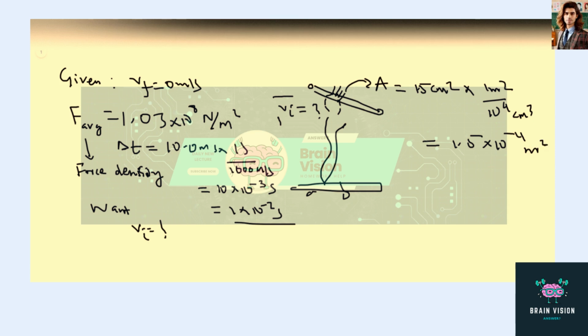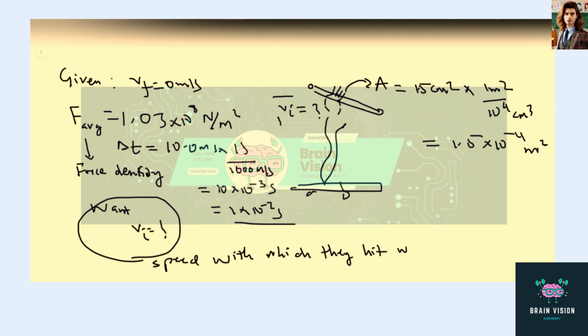So that's the information we're given, and we want to find the maximum velocity, the maximum speed with which they'll hit the wall without breaking a bone. That's what's going on in this problem.